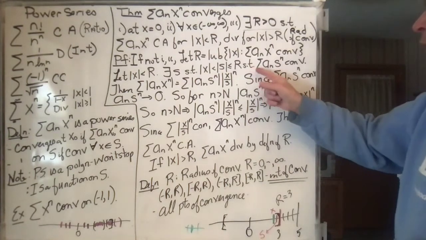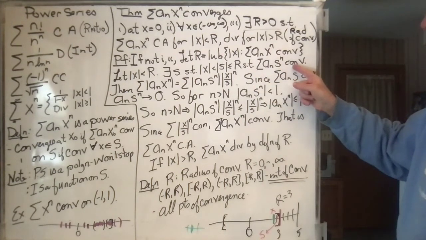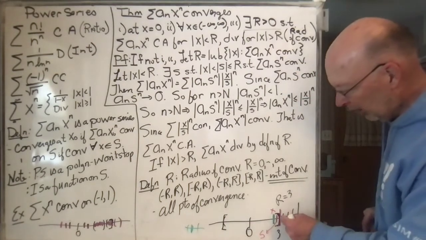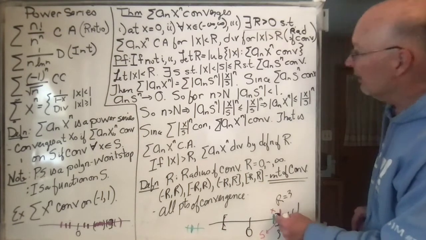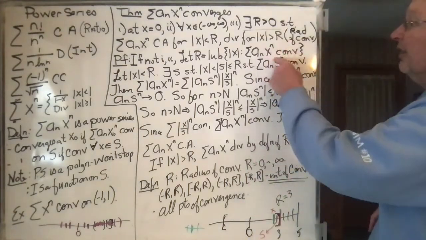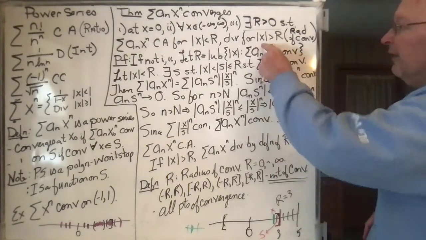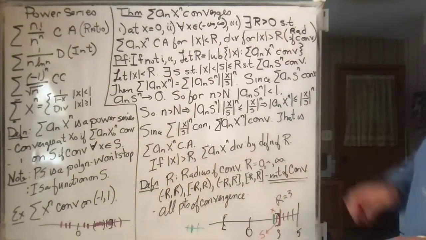Okay, and what do we know? We know that this thing is going to converge. Why is that? Because if it didn't converge, then R would have to have been smaller than that. Because everything less than R, this thing converges. So as long as this thing is less than R, by the very definition of R, this thing is going to converge. Okay, so we know that converges.